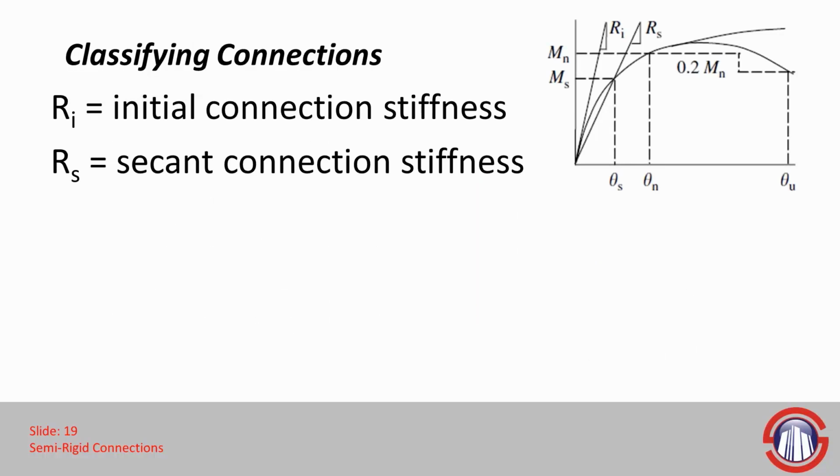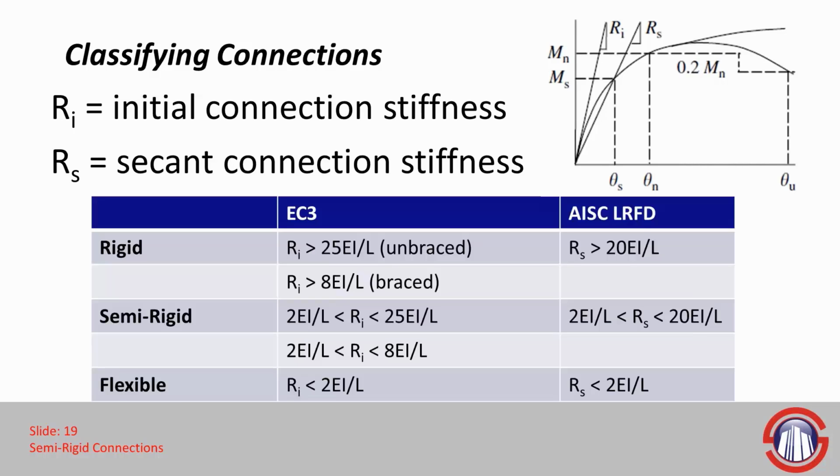Now, there are a few different definitions of connection stiffness, and I've just highlighted a few of them here. This is by no means a comprehensive list. But they classify connections based on their stiffness relative to the member, like I mentioned before. Now, a couple examples we can pull from here. In the Eurocode example, if a connection is 25 times stiffer than the member, it's considered rigid.